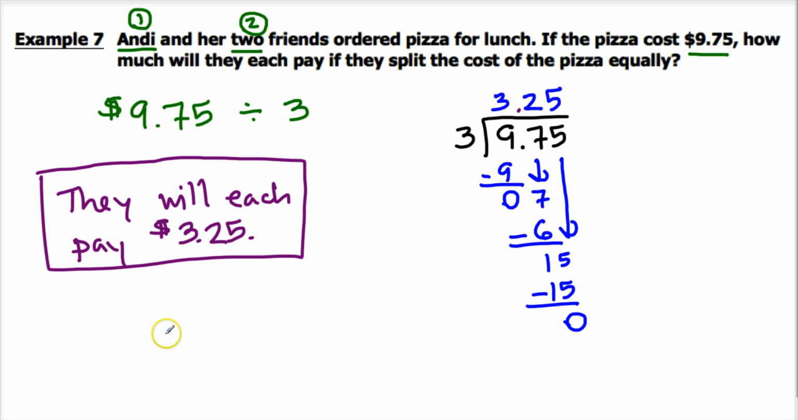Okay, so that was your introduction to dividing decimals by whole numbers. The next thing you'll start working on is your assignment over this section.